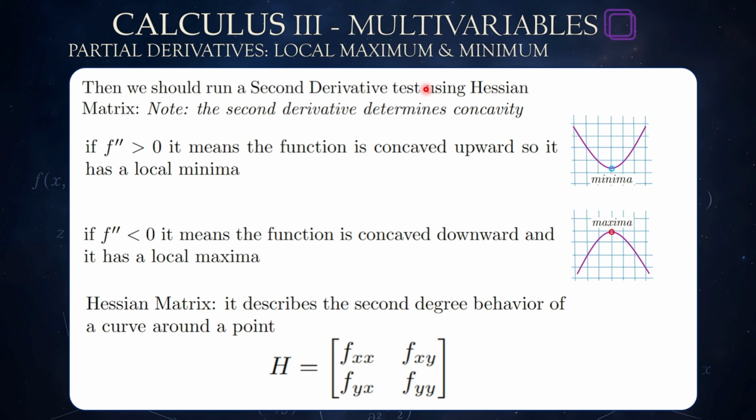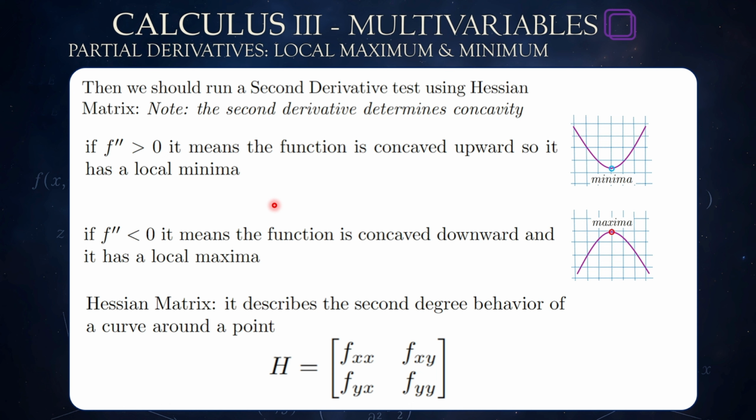Alright, after that we should run a second derivative test using what is called a Hessian matrix. Note, the second derivative determines the concavity. So in other words, when you have a positive second derivative, it means that the function is concave upward, so it has a local minimum, just like the illustration to the right. When the function is concave upward, meaning that it's pointing up, it has a trough, a bottom, or a local minimum, which is at this bottom.